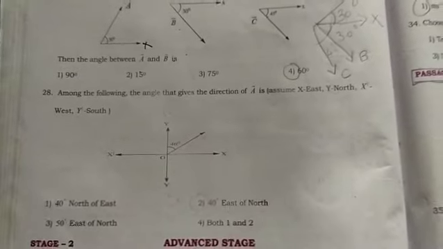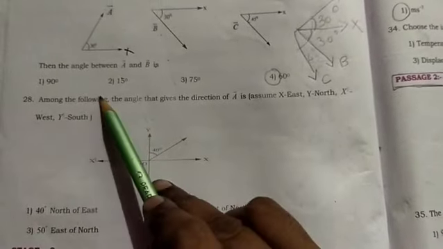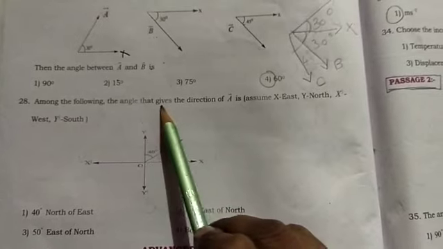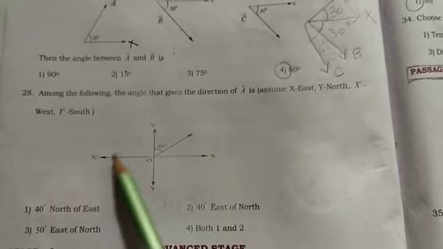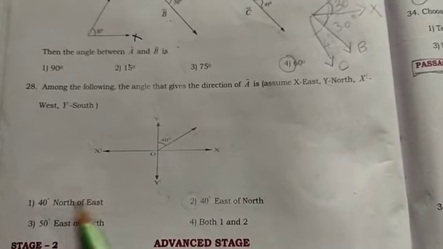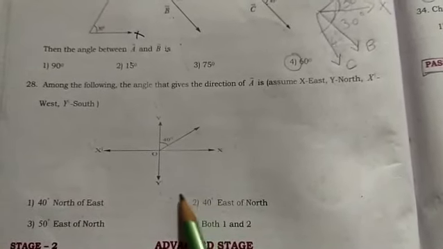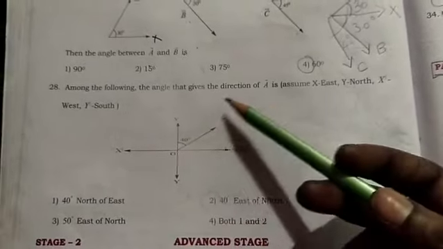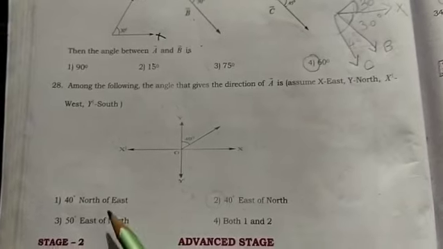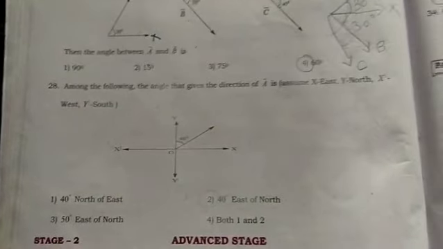Now, let's see the 28th sum. Among the following, the angle that gives the direction of A vector is. They have given a diagram and 4 options, and we are going to measure the angle that gives the direction of A. So, from the options we are going to find the answer.